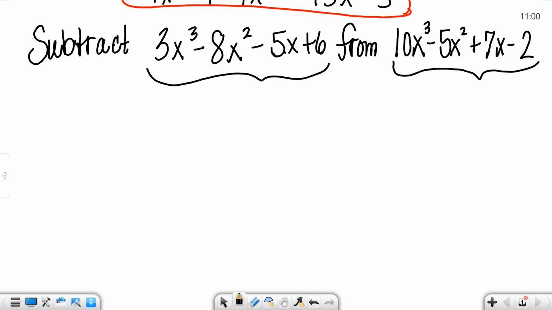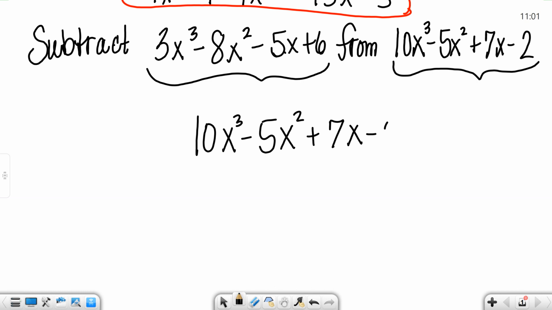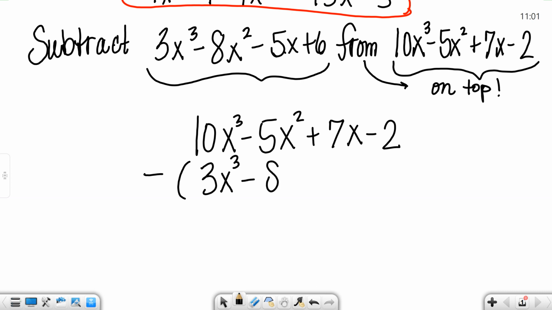Since it says subtract this first polynomial from the other one, I have to start with the 10x cubed polynomial. That one must go on top, because of the word from. And then it does say subtract. When I put this other one down here, I'm going to put a big parentheses in front because I am subtracting, which is going to matter a little bit.